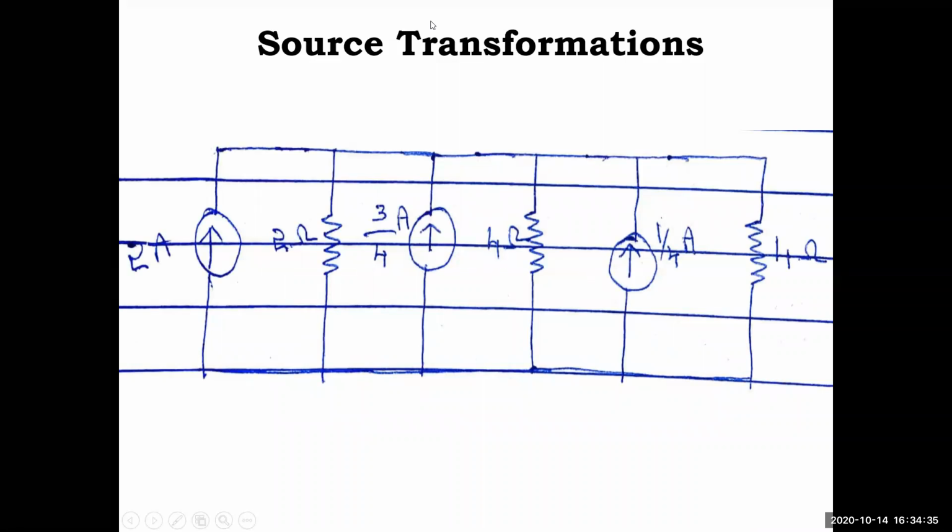So see, this is how the final simplification came from the first circuit. So this is as it is, we have not changed. 2 amp in parallel with 2 ohm. So this is the voltage source we converted into current source, V by R, 3 by 4 amps, and 4 ohm as it is, which is in parallel. Then 1 volt was there, 4 ohm was there, so V by R, 1 by 4 amps, and this is 4 ohm. So now the circuit is simplified.